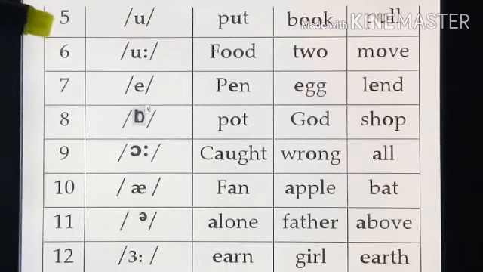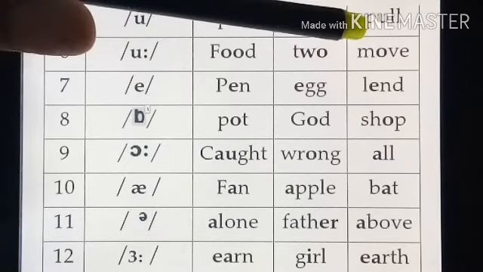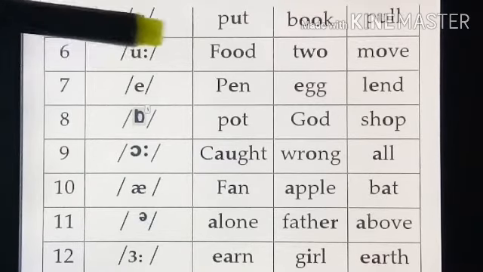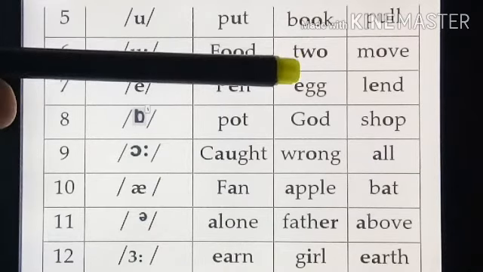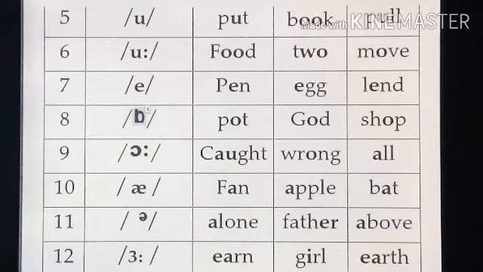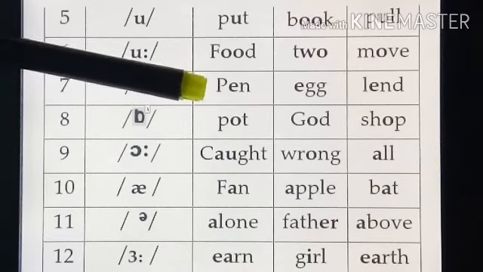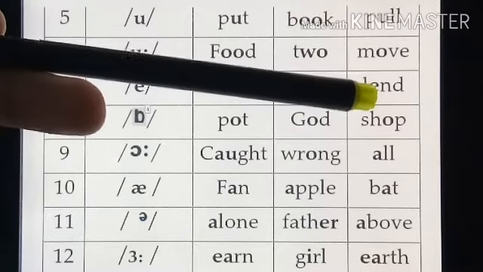Next, the fifth one is this short sound, as we can see in P-U-T, put, B-O-O-K, book, P-U-L-L, pull. Next one, the lengthy sound of this is as we can see in F-O-O-D, food, T-W-O, two, M-O-V-E, move, like that. Next, the seventh one is this sound, as in pen, E-G-G, egg, L-E-N-D, land.